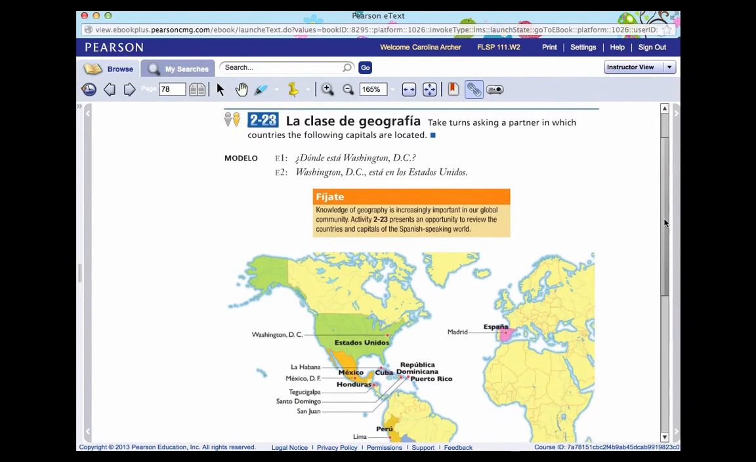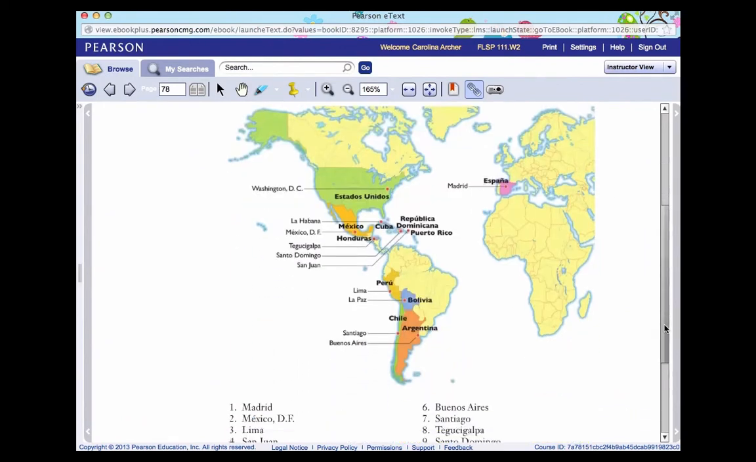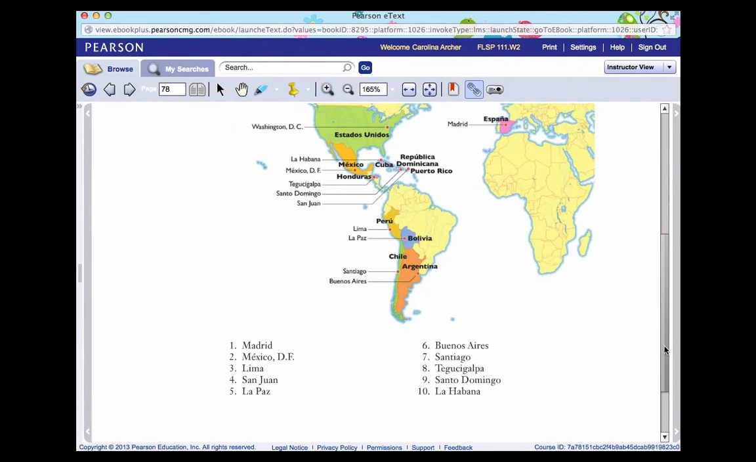Like I said, for geography, when you talk about where something is, where a city is, for example, Washington, ¿dónde está Washington, D.C.? ¿Dónde está? Where is it? ¿Dónde está? You already know the question word. ¿Dónde está? Washington, D.C. está en los Estados Unidos. All right, so when you talk about different places in the world, location, you're going to use the verb estar.